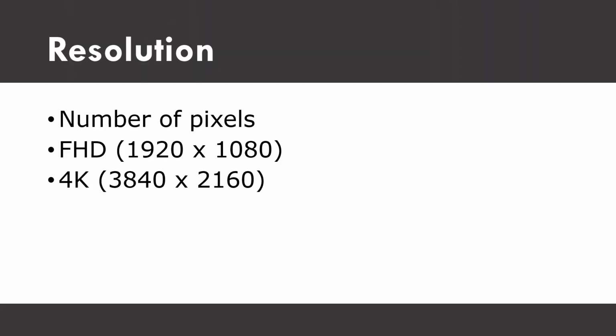The second part is resolution. It's how many pixels across and how many pixels up and down something is. Generally, you'll always want to shoot things in at least FHD, full HD. And I'd recommend that over 4K, as 4K can be a little bit difficult to edit after the fact.